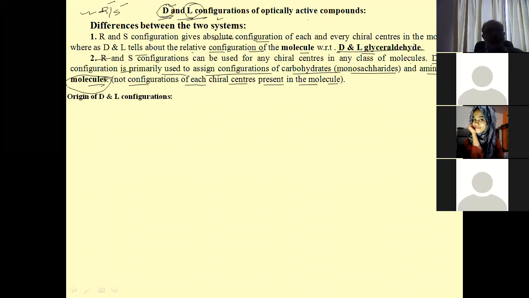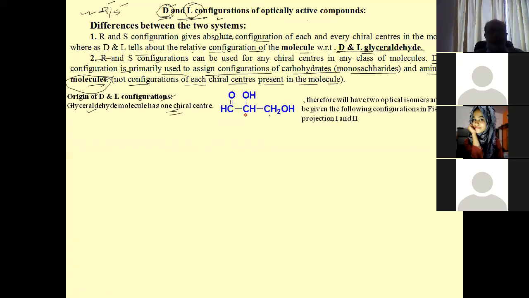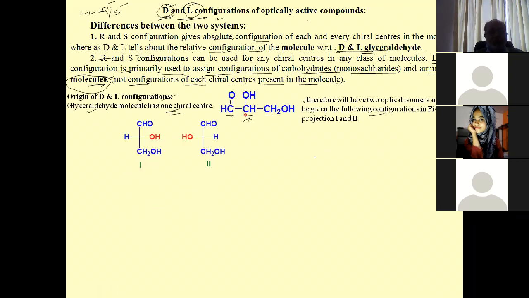Now, what is the origin of this D and L configuration? The glyceraldehyde molecule is the one reference molecule, actually. It has one chiral center. What is the structure of glyceraldehyde? Glycerol has 3 carbon atoms, here alcohol, and this is your CH2OH, CHOH, CHO. So this is the chiral center. If it has one chiral center, how many isomers will we have? We'll have 2 isomers, 2 optical isomers. So these are 2 configurations, this is 1 and this is 2. These are 2 structures, and it is written like this with the Fischer projection.